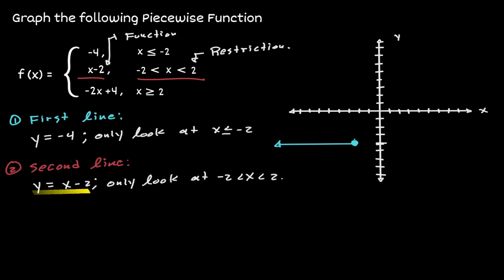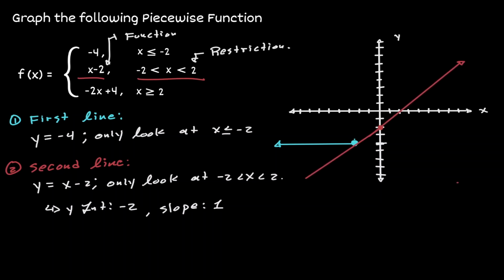So here we have a line that has a y-intercept at -2, and we have a slope of 1. So let's graph that line. But we do not want to graph the whole line. We only want to use those x values that are between -2 and +2, which is from here to here. So let's erase everything that we have on this line except this small interval from -2 to +2.